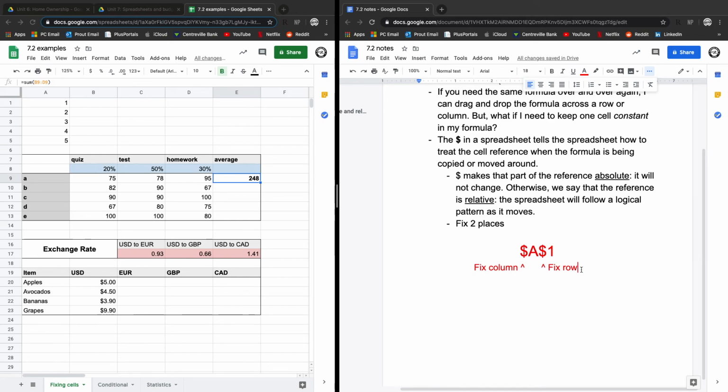And that's kind of what we're getting at here. It's kind of the point of the whole thing. If you're using a formula that will not be copied, then you don't need to worry about this.